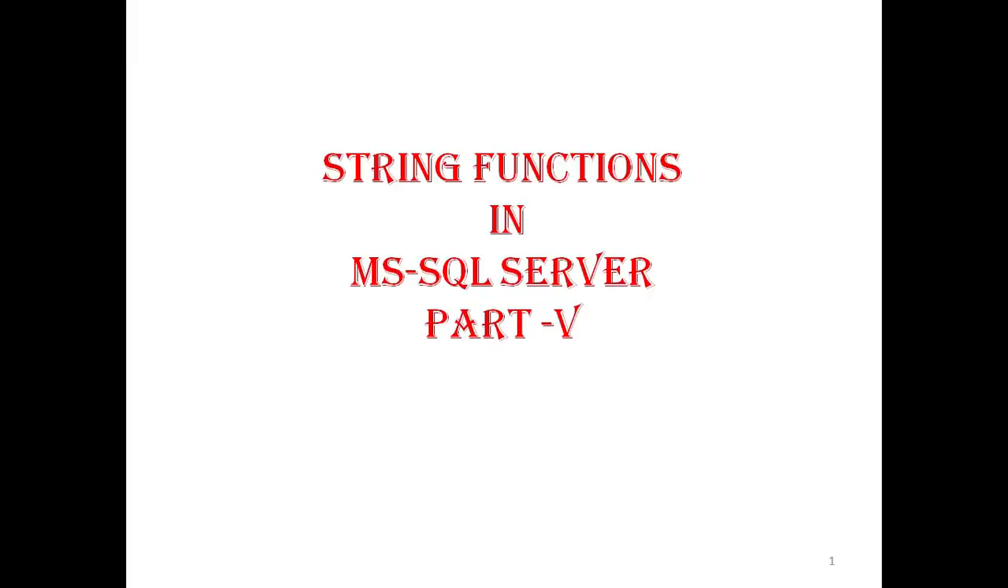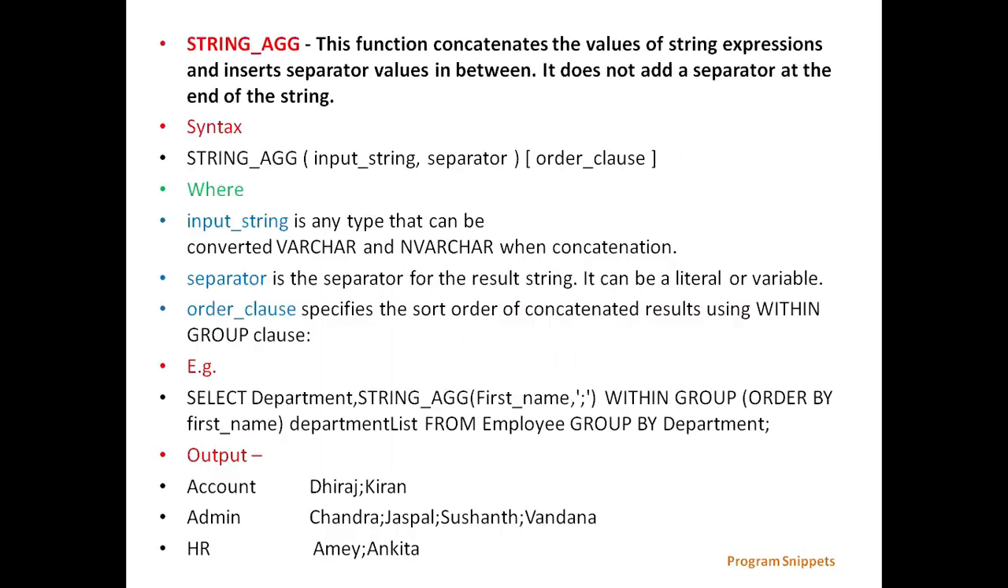Here we will see string functions in SQL Server. First is STRING_AGG. This function concatenates the values of string expressions and inserts separator values between them. It does not add a separator at the end of a string. General syntax is STRING_AGG, and the parameters are input string, comma, separator, and order by clause.